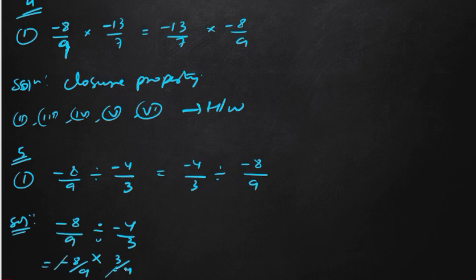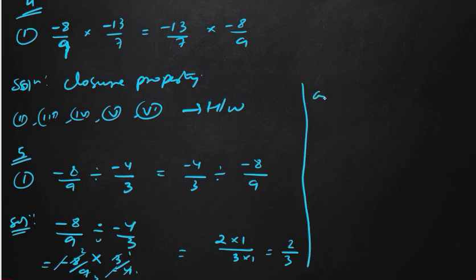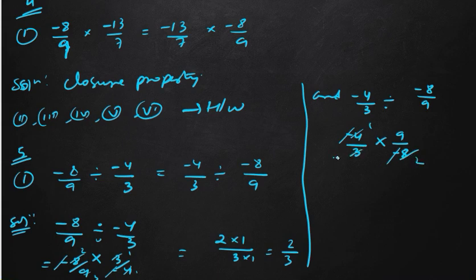The negatives cancel, then 4 2 is 8, 3 1 is 3 and 3 3 is 9. So the answer is 2 into 1 divided by 3 into 1, which is 2 by 3. Now the other side, minus 4 by 3 divided by minus 8 by 9. Minus 4 by 3 into the reciprocal, minus 9 by 8. The negatives cancel, 4 1 is 4, 4 2 is 8, 3 1 is 3 and 3 3 is 9. So this will be 1 into 3 by 1 into 2, that is 3 by 2.